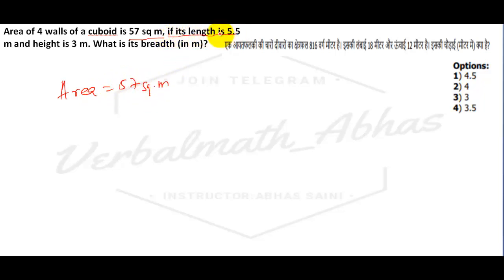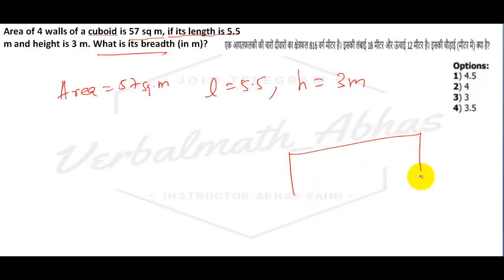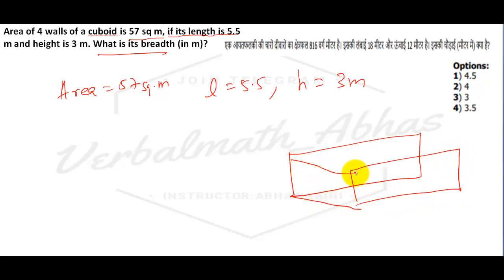If its length is given 5.5 and height is given 3 meter, what is the breadth? See, if I draw a cuboid here, this is our cuboid. If I say this is our height, this is the length, and this is the breadth, then I have to calculate breadth only, as mentioned in the question.